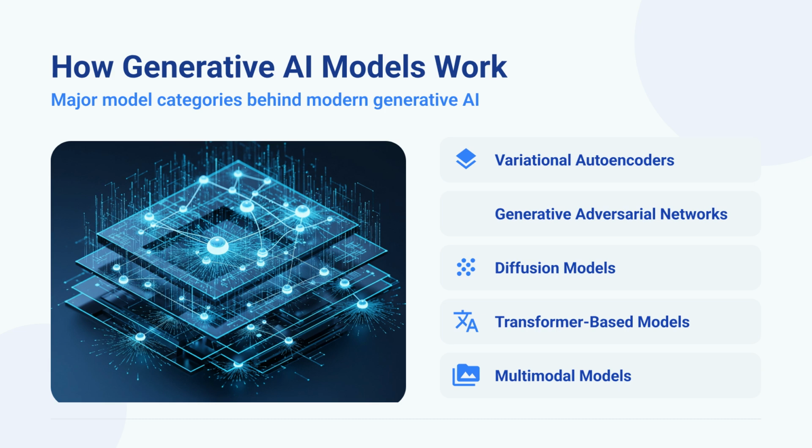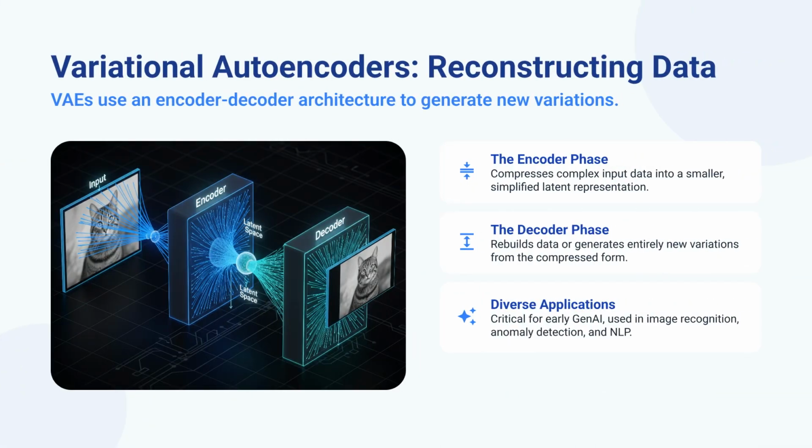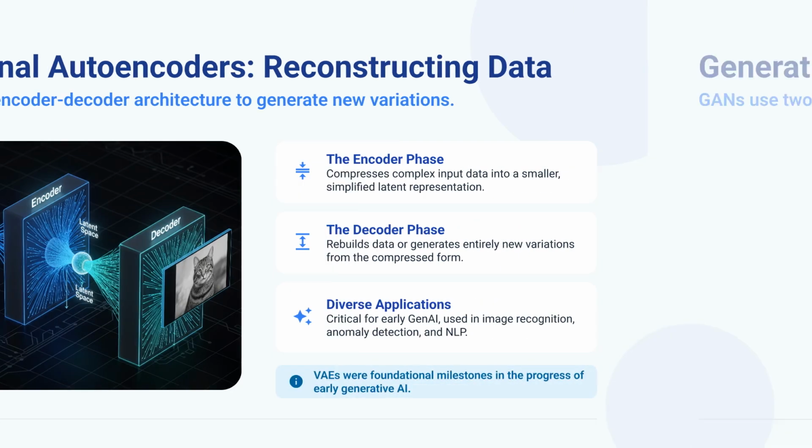Major categories of generative AI models include variational autoencoders, generative adversarial networks, diffusion models, transformer-based models, and multimodal models. These categories represent the different approaches to content generation. Variational autoencoders, or VAEs, use an encoder-decoder architecture. The encoder phase compresses input data into a latent representation. The decoder phase rebuilds data, or generates new variations. VAEs were foundational in early generative AI progress.